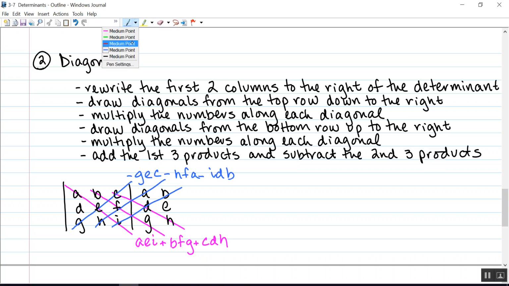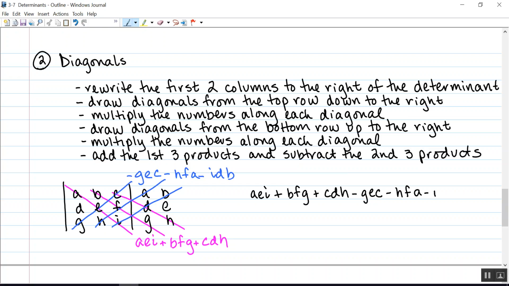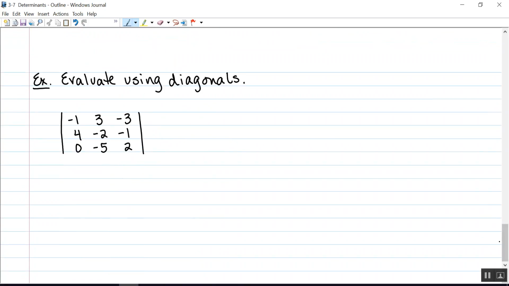So to get my final answer, it's going to be A times E times I plus B, F, G plus C, D, H. So those are the ones I got across the bottom being added. And then subtract the ones across the top. Minus GEC minus HFA minus IDB. Okay, let's take a look at an example. So let's evaluate this third order determinant using diagonals.